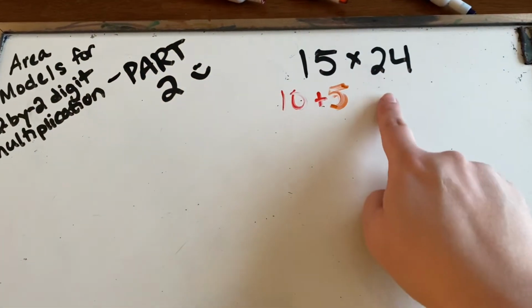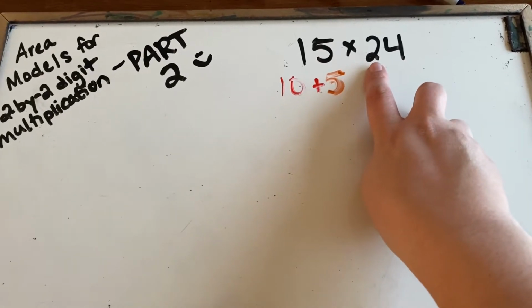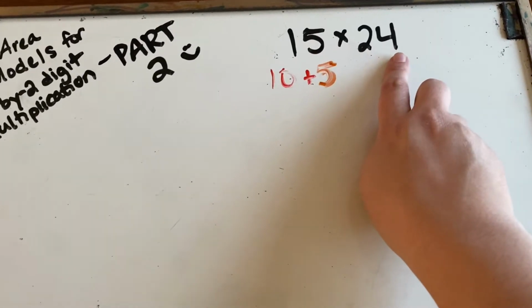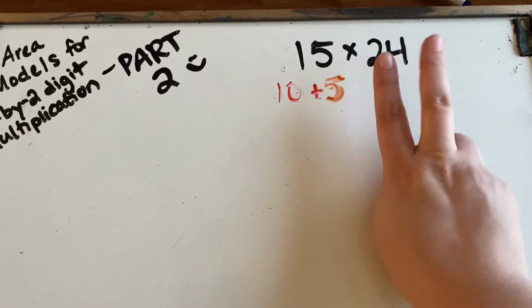And then same thing for 24. A 2 in the tens place is the same thing as 20. It's like having two $10 bills. And a 4 in the ones place is like having four $1 bills, which is just 4. So this one is 20 plus 4.